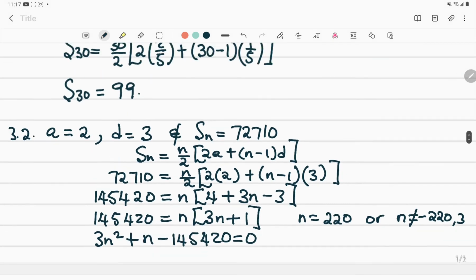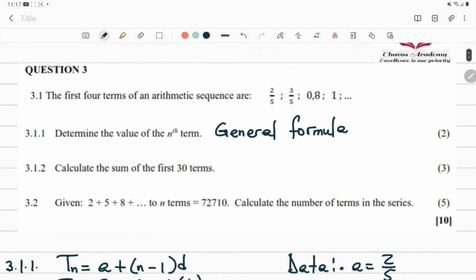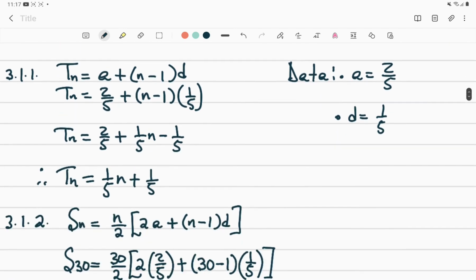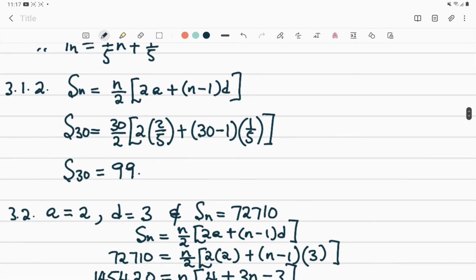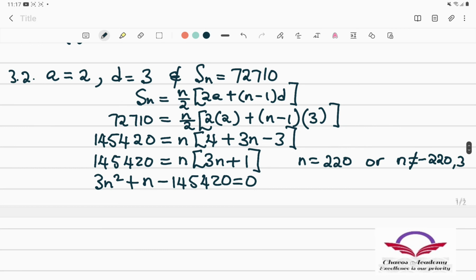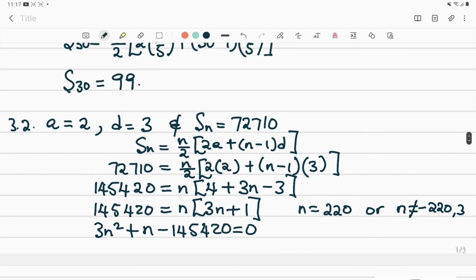So make sure you follow this up from scratch. Understand what's going on.